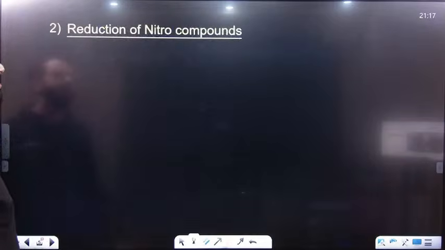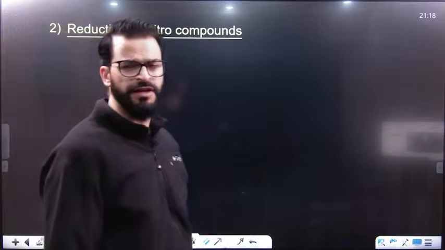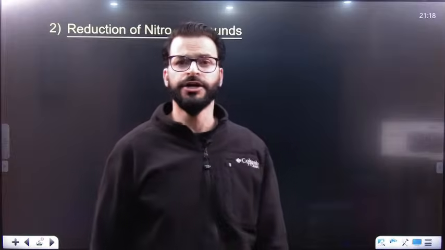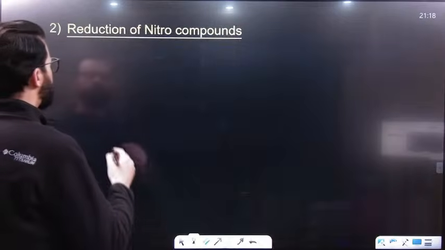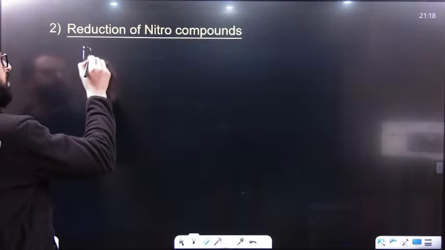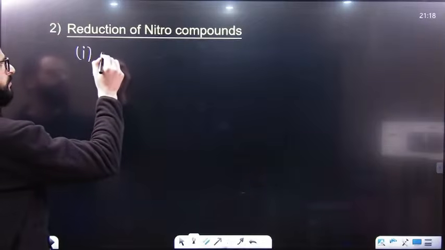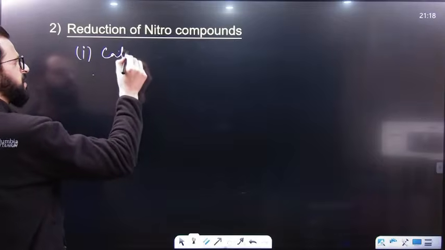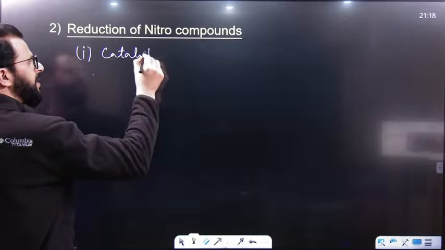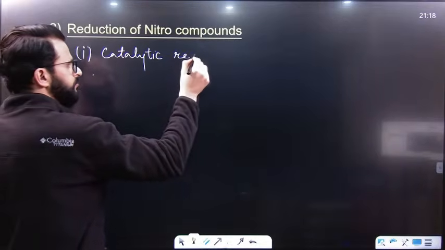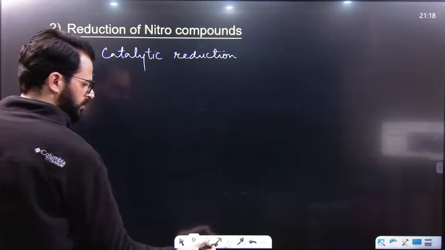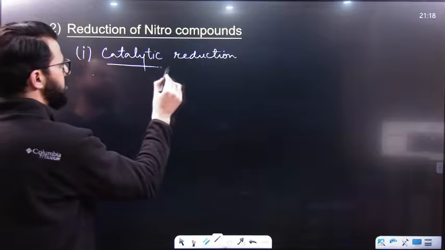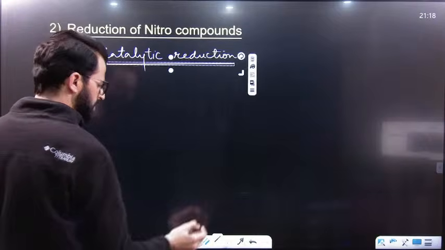After that, we have another very important reaction, that is reduction of nitro compounds. Now have a look. First, this reduction can be carried out by using a catalyst. That means first reduction will be a catalytic reduction. This is a very important reaction.